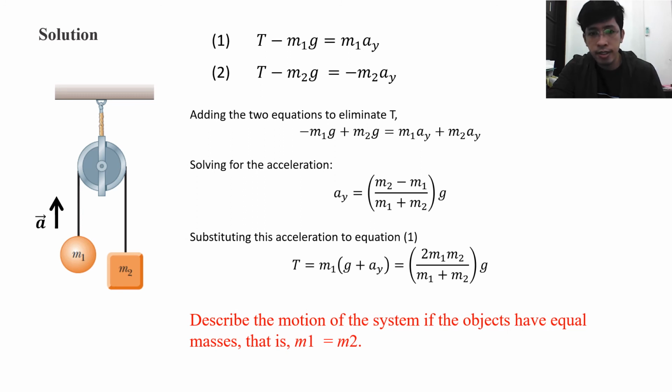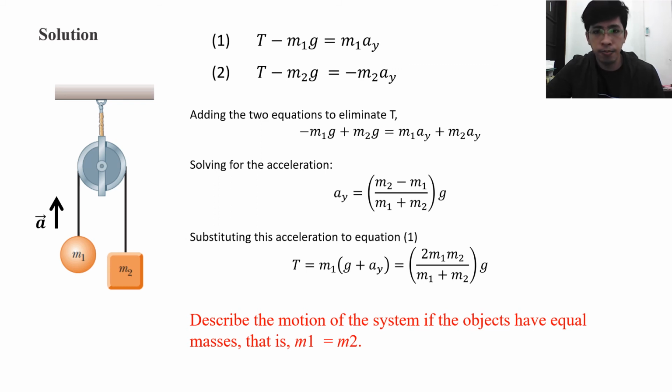By the way, you can also solve for T using equation 2, and you should also get the same answer because, again, as I've said earlier, whatever the tension that m1 experiences is the same tension that m2 experiences. So they get the same tension whether you use equation 1 or equation 2. But the question raised here is to describe the motion of the system if the objects have the same masses, that is, if m1 is equal to m2.